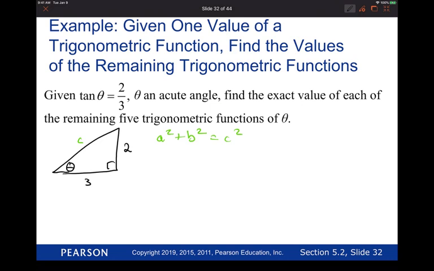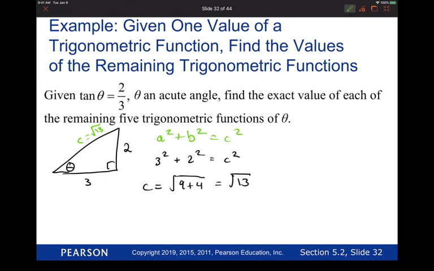What's our A? That's fine. I'm going to do 3, though. Does it matter which one is A? Just as long as you have the short legs, right? The sum of the squares of the short legs. So 3 squared plus 2 squared should be C squared. So C should be the square root of 9 plus 4, so the square root of 13. Okay, this is looking good.